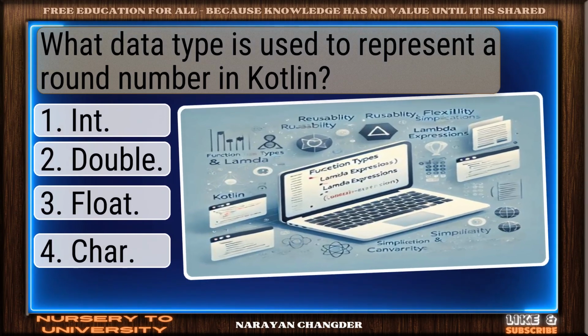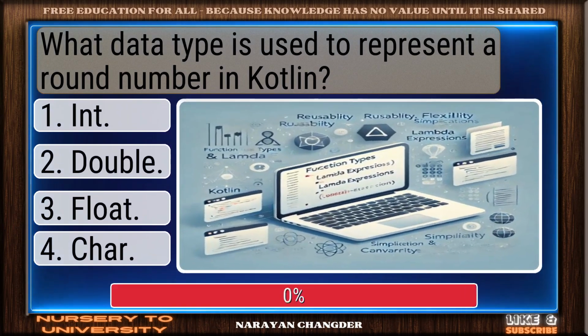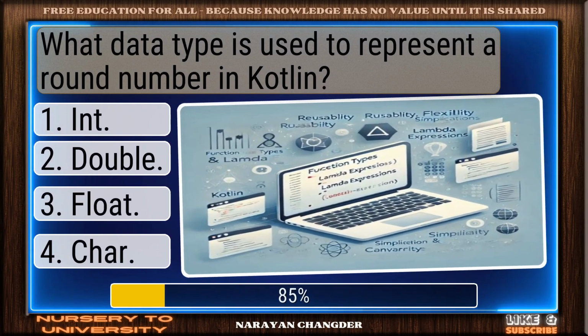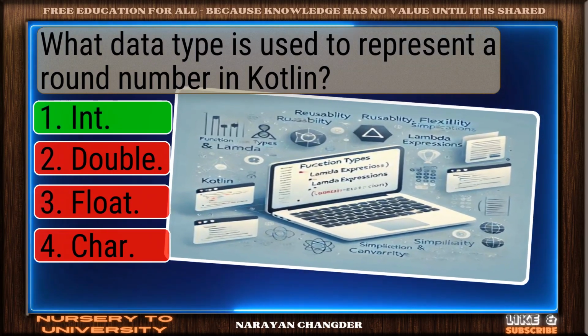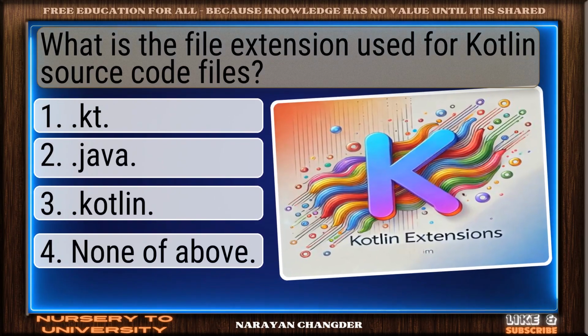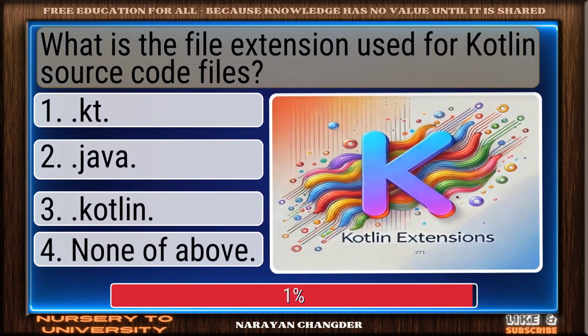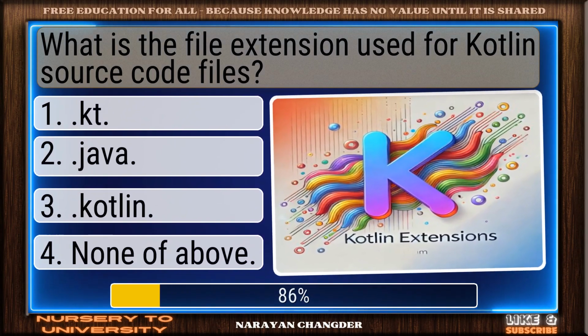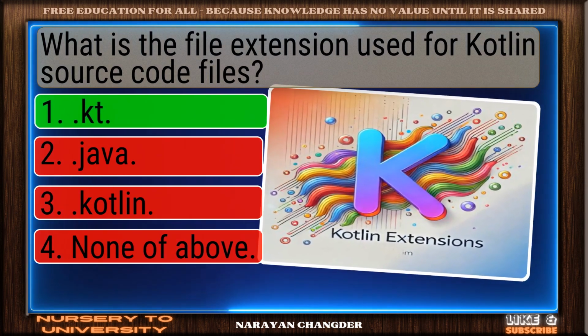Question number 6. What data type is used to represent a round-on number in Kotlin? Great thinking. Int is the right choice. Question number 7. What is the file extension used for Kotlin source code files? Strong choice. KT is the right answer.